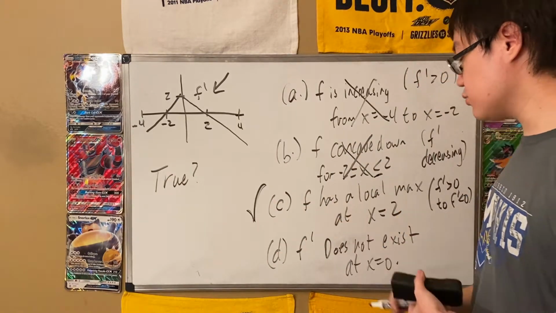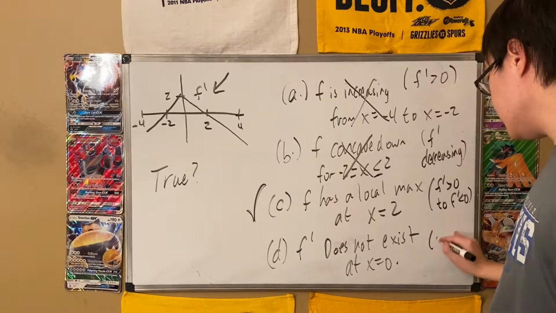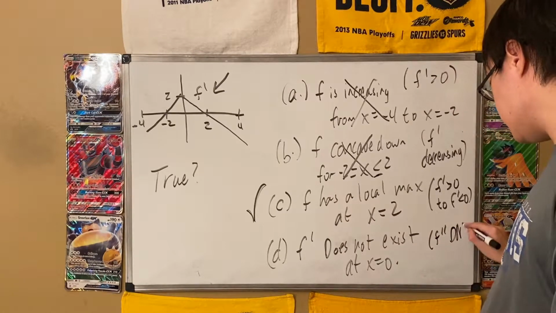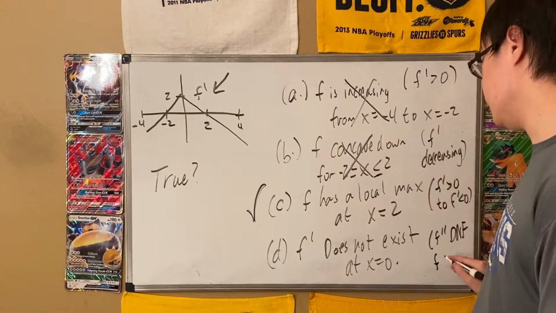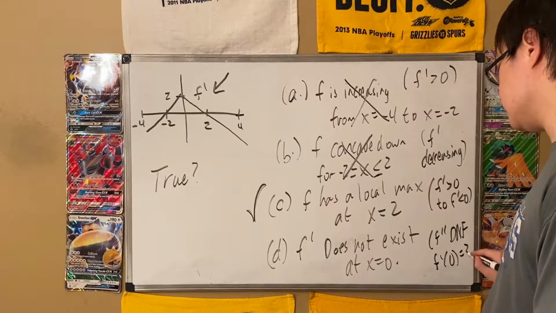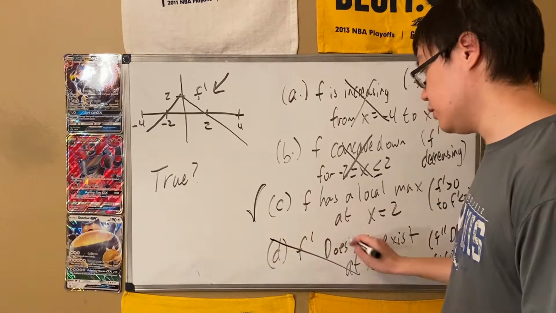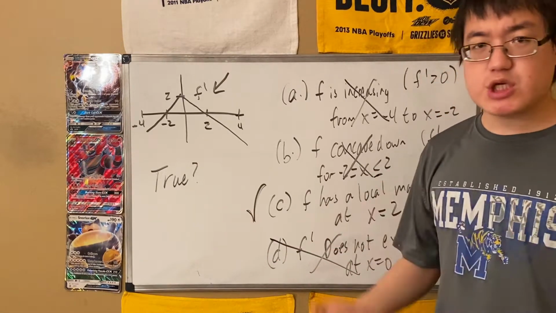So that's how you do these questions. Again, f double prime doesn't exist. F prime does exist. It is equal to the y value here, so it's going to be 2. So this one was false as well. Again, that's my general strategy.